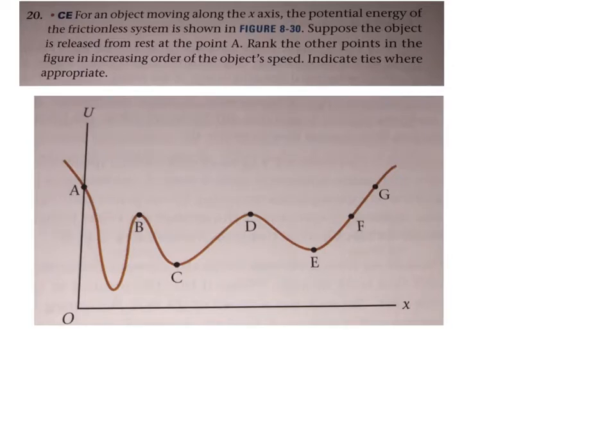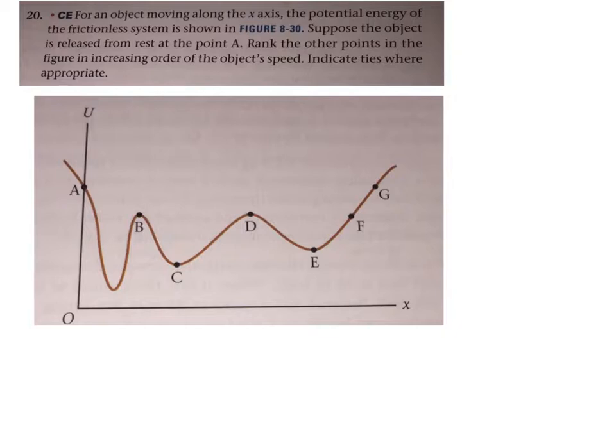Chapter 8, Number 20. For an object moving along the x-axis, the potential energy of the frictionless system is shown as in this figure. Suppose the object is released from rest at the point A. Rank the other points in the figure in increasing order of the object's speed and indicate ties where appropriate. So we'll start with least speed and then the highest speed.